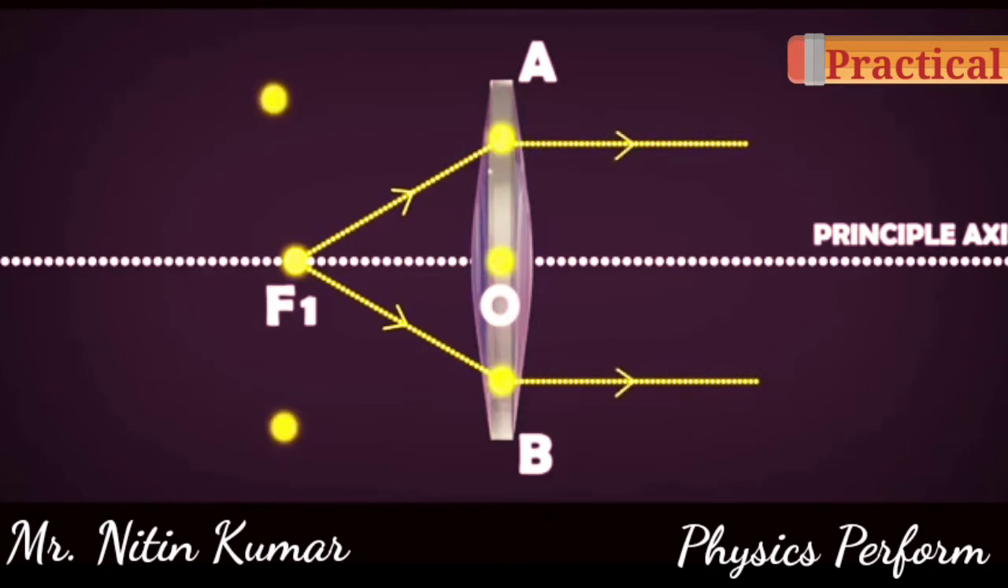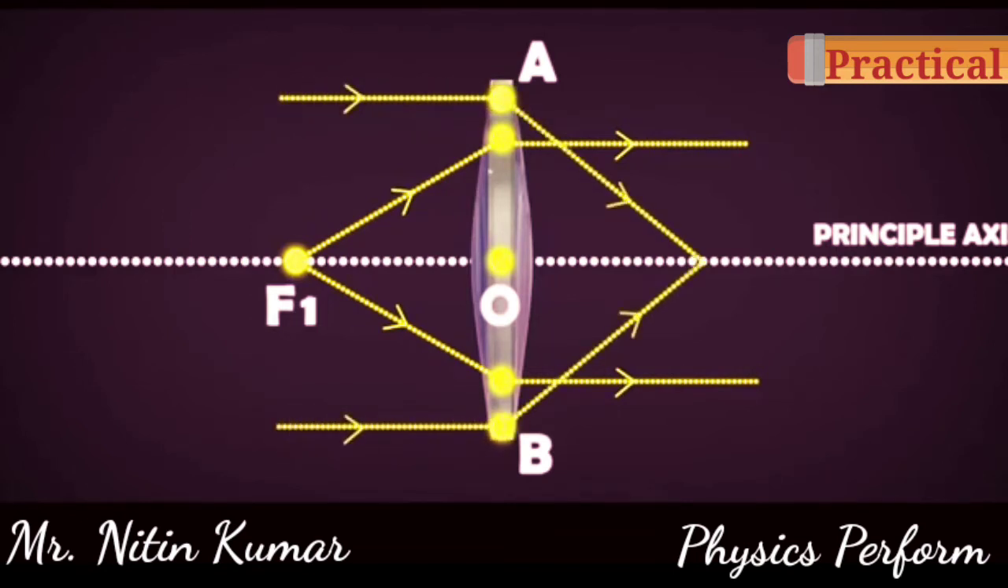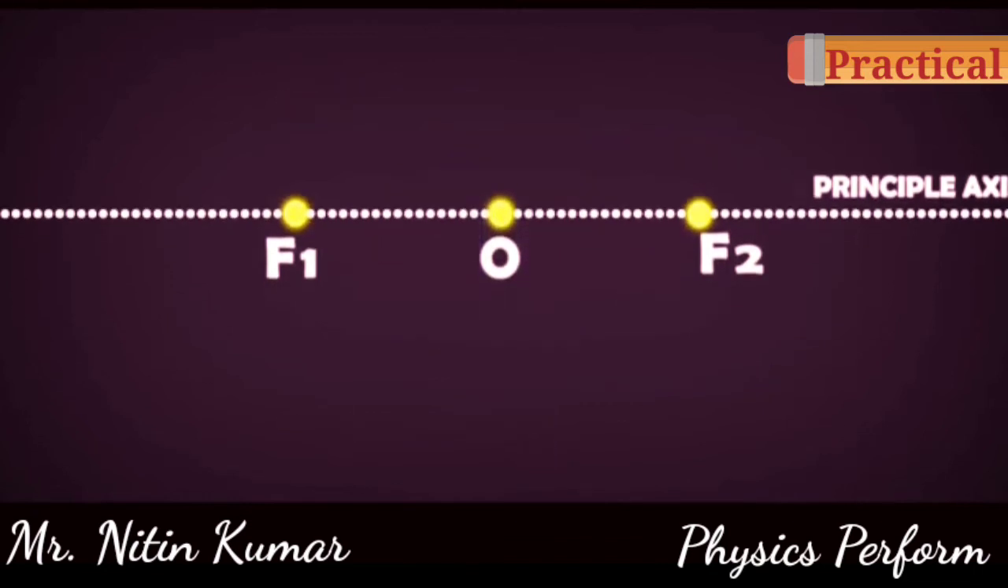Second principal focus is a point on the principal axis of the lens. When an incident ray parallel to the principal axis, after refraction from the lens, meets at this point. Here, F2 is the second principal focus.